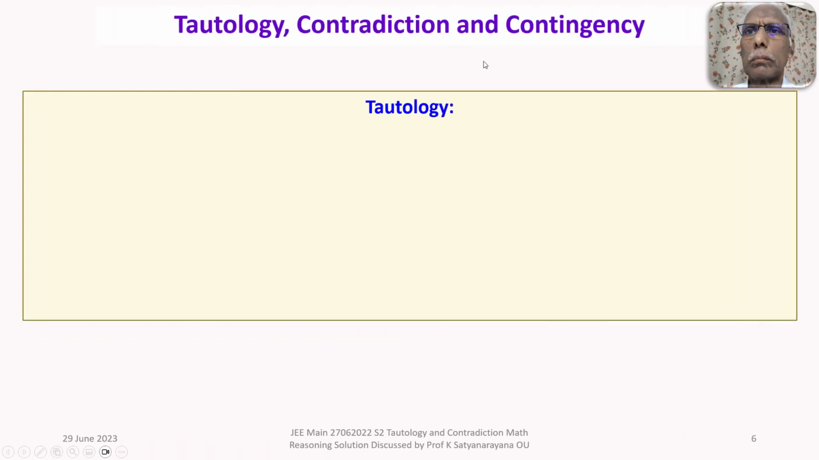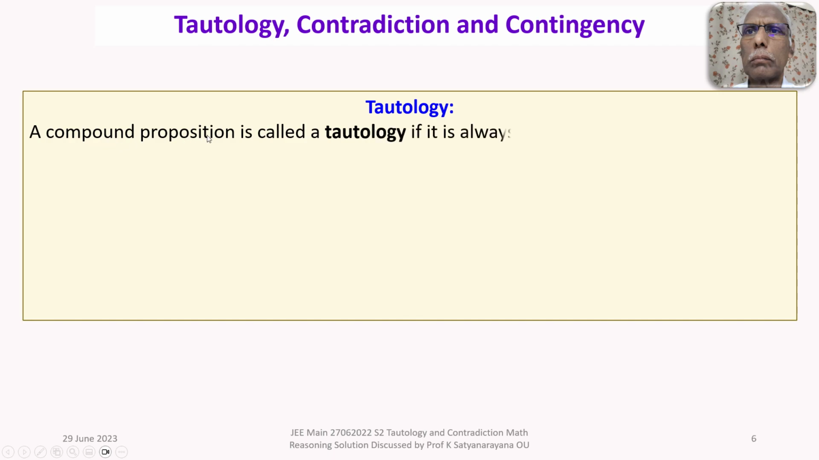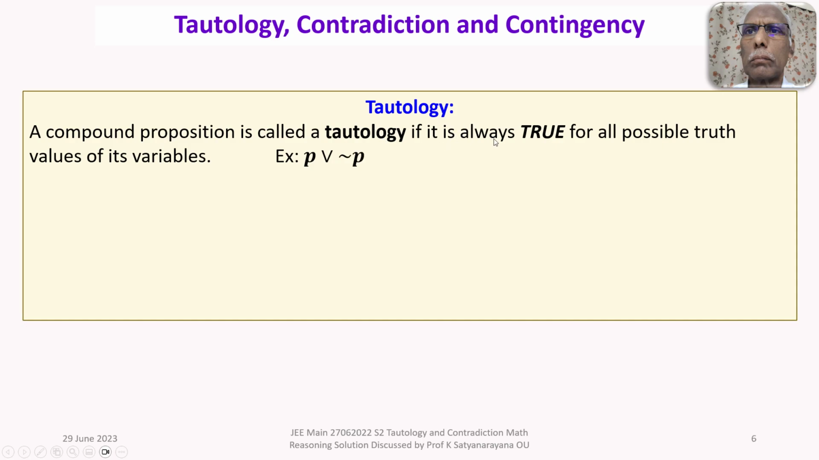Before entering into the discussion of the solution, let us recall the definitions of tautology, contradiction, and contingency. Tautology: a compound proposition is called a tautology if it is always true for all possible truth values of its variables. The example is P or negation of P, which will be true always for all truth values of P.